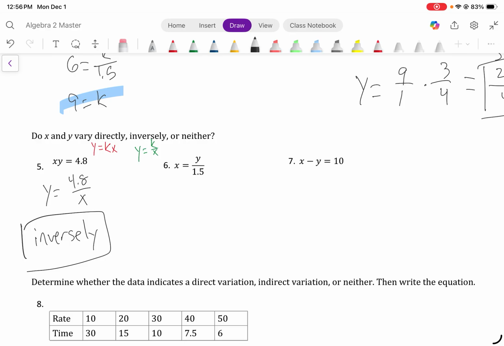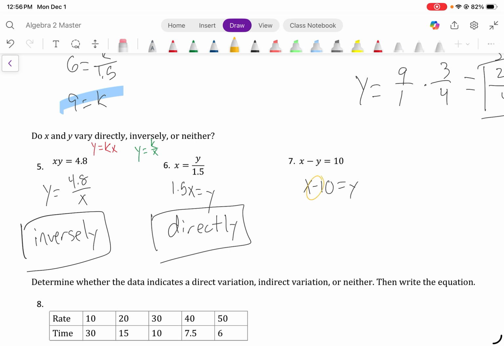For number 6, I want to get y by itself again. So I'm going to multiply both sides by 1.5. That's the first one. So these ones are going to vary directly. And this third one, if I get y by itself, I don't really care how I do it. x minus 10 equals y, whatever. Because I have this plus sign, my answer is neither. If I can make a better letter N, that'd be great.